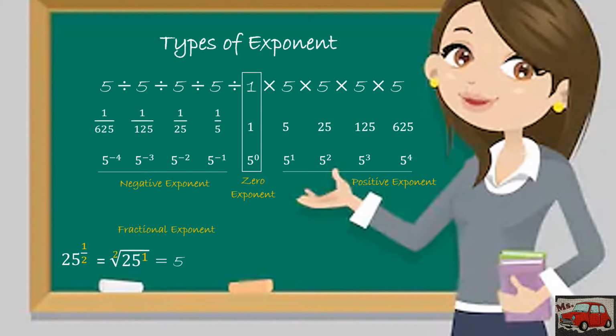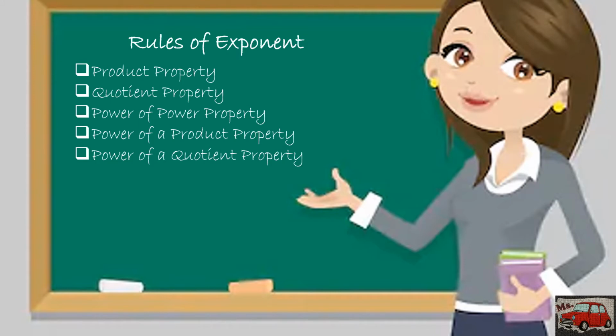So, pag-aaralan natin or pag-uusapan natin yung square root later. So, yes, yung numerator, yan yung nandun sa exponent ng radicand. Okay? Then, yung denominator, yan yung magsasabi kung anong klaseng root yung kukunin mo. Alright? So, yes, we have 4 types of exponent. We have positive exponent, zero exponent, negative exponent, and fractional exponent. Okay? Okay, so pag-usapan naman natin yung rules of exponent. So, we have the product property, quotient property, power of power property, power of a product property, power of a quotient property. So, isa-isahin natin sila.